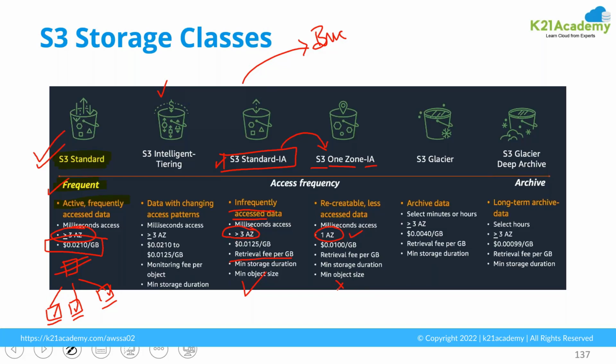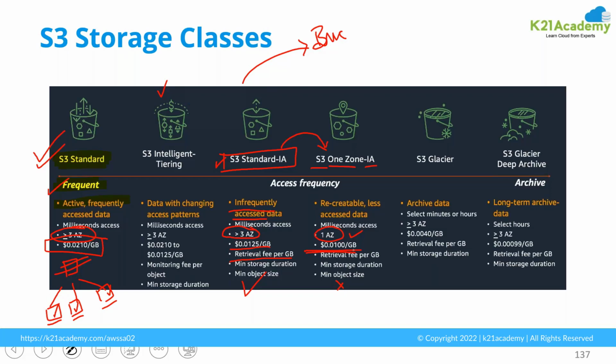So if your data is not very critical for you, and you can recreate the data even if it is lost, then you can save cost and store the data in S3 One Zone Infrequent Access. You see the cost comparisons. It is going lower as we are moving towards the right. So you can keep the data in one zone.